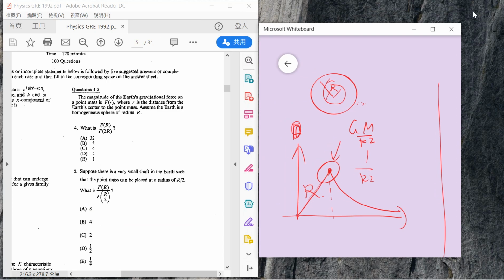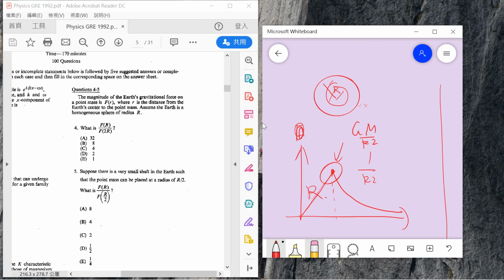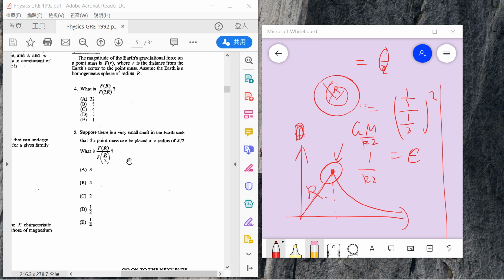So the first one is F(r) over F(2r). This is proportional to 1 over distance squared, so it's (1/2) squared. Okay, so the answer is C. And this one we already know is linear in r, so what is it at radius r over 2? F(r/2) over F(r) is half. What we ask is this one divided by this one, so it's twice. The answer is C.